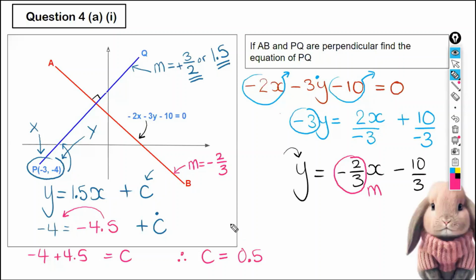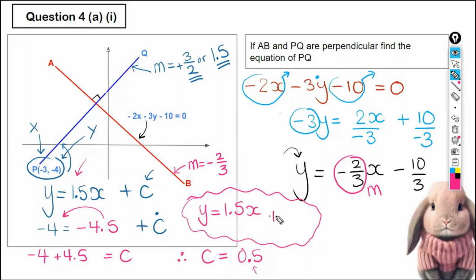Now, I have to write my answer in a certain way for the examiner, right? I can't leave the answer for m up here and the answer for c down here. My final answer has to be written like this. The equation of that blue line is y is equal to 1.5x plus 0.5. That's the final answer. Right? Make sure.